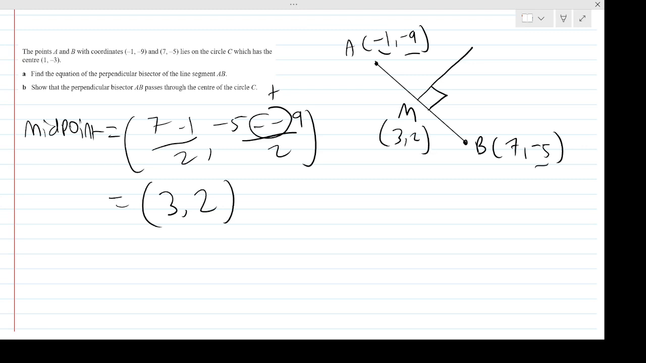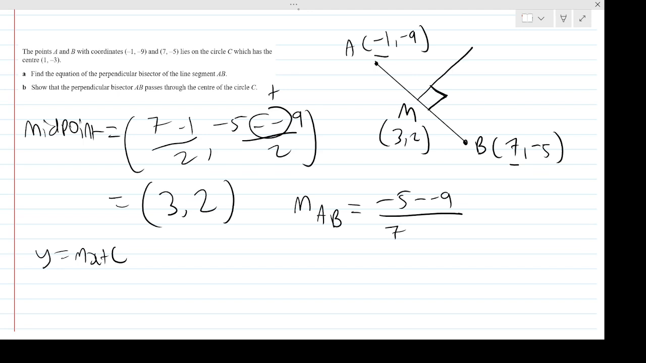Well then, we know a point on the line, but our equation is going to be y equals mx plus c, again that's every straight line, but we need the gradient. We know it's perpendicular to the line, so if we find the gradient of AB, MAB, which we can work out, then we can do the negative reciprocal. So the gradient between A and B, again, let's do change in y, change in x. So firstly at B, -5 for y, take away -9. Then we do change in x, so that's 7, take away -1.